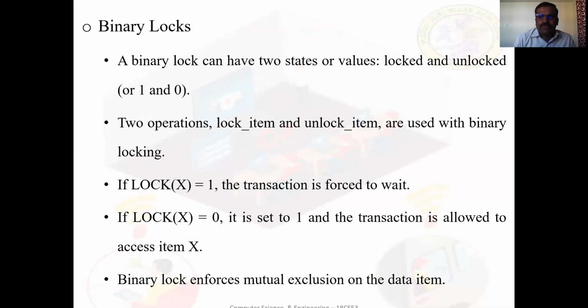Binary locks. A binary lock can have two states or values: locked and unlocked, in terms of binary, 1 and 0. A distinct lock is associated with each database item, called X.